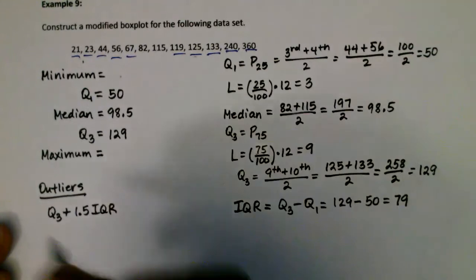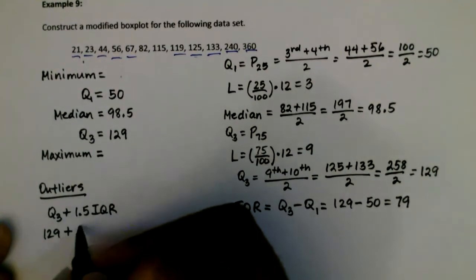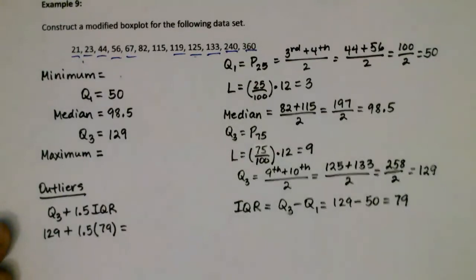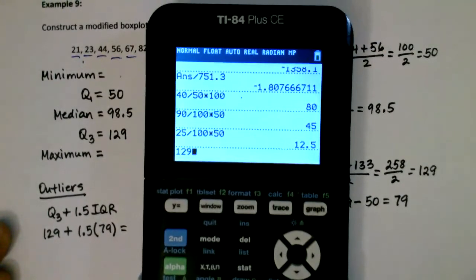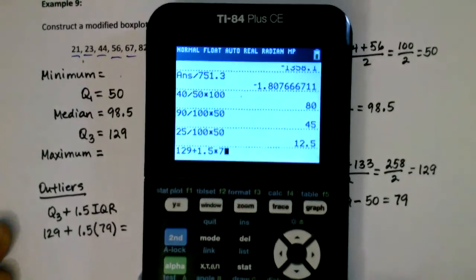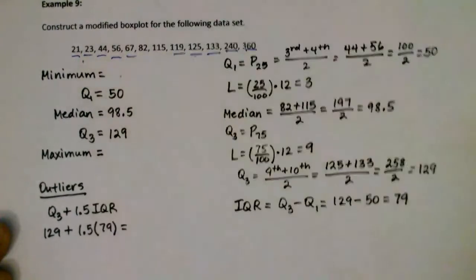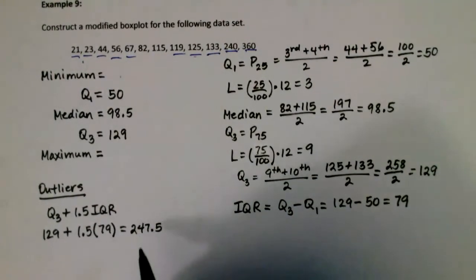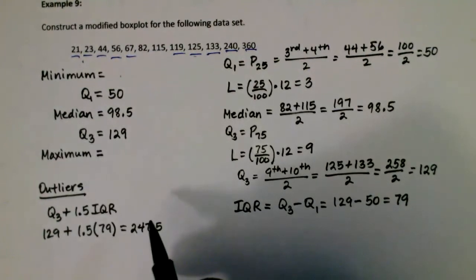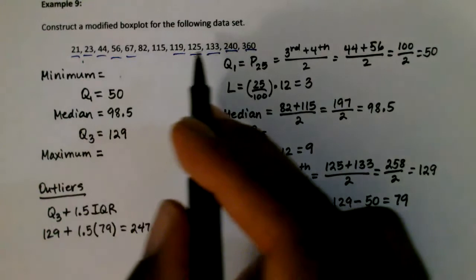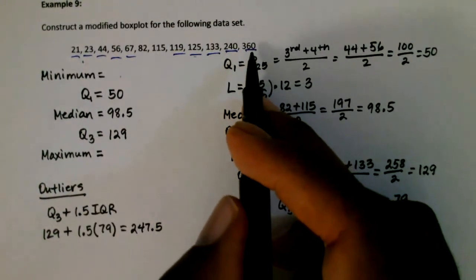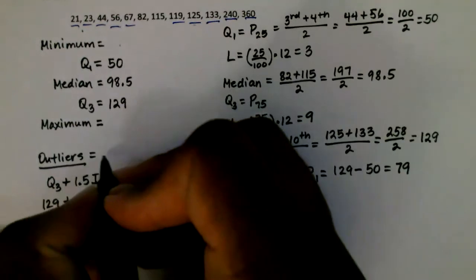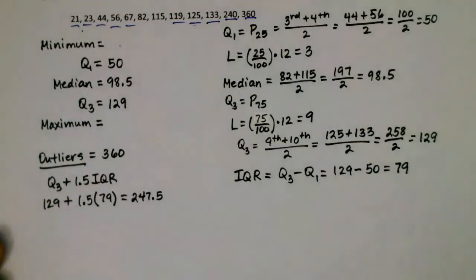Let's see, Q3 was 129 plus 1.5 times the interquartile range, which is 79. So we're going to do 129 plus 1.5 times 79. I get 247.5. Now, if I have a data value that's bigger than 247.5, then that data value will be the outlier. If I look in this data set, notice that 360 is bigger than 247.5. So that means one of my outliers is 360.